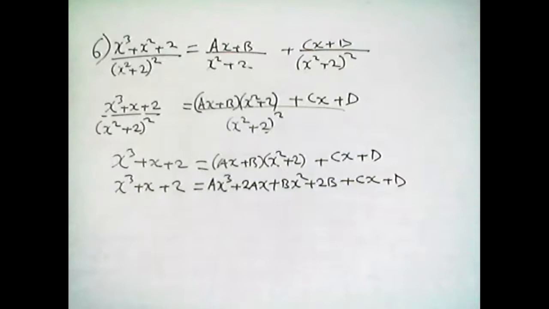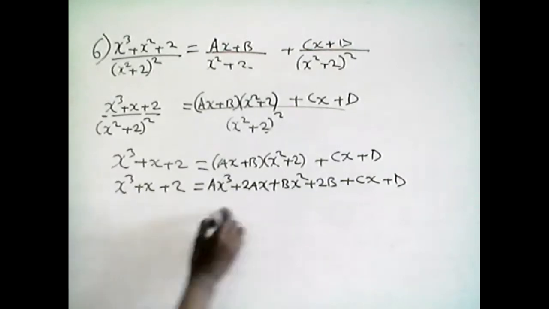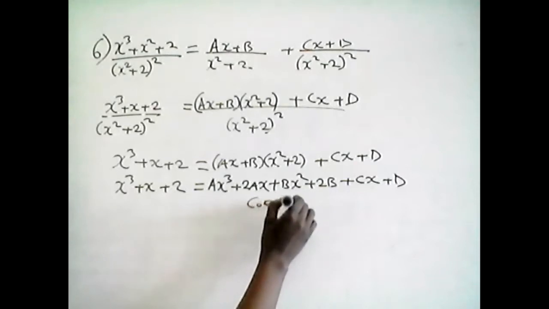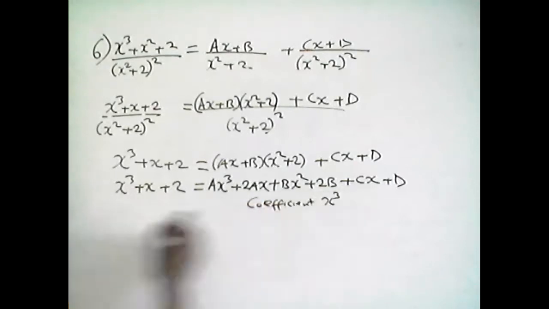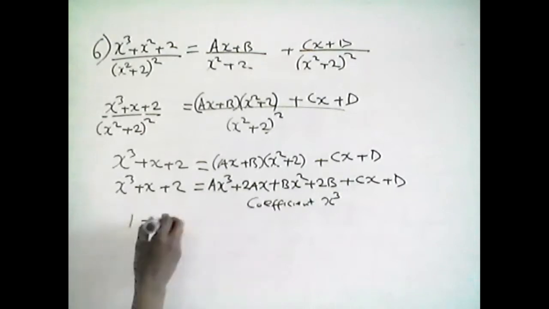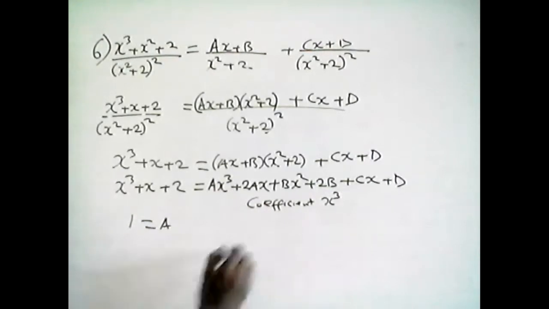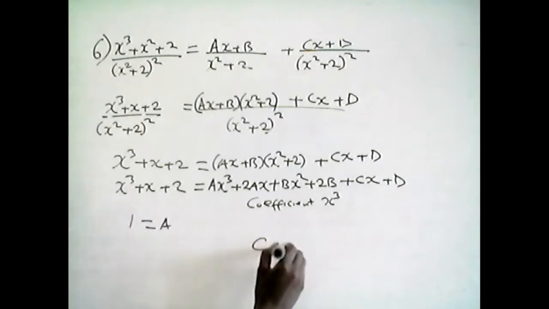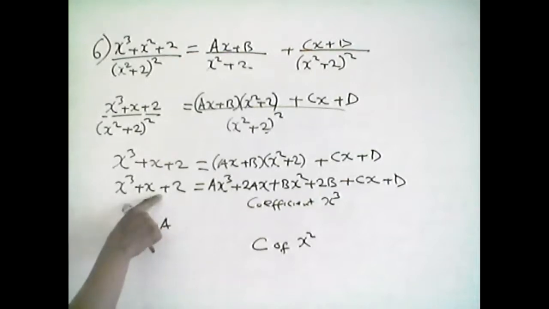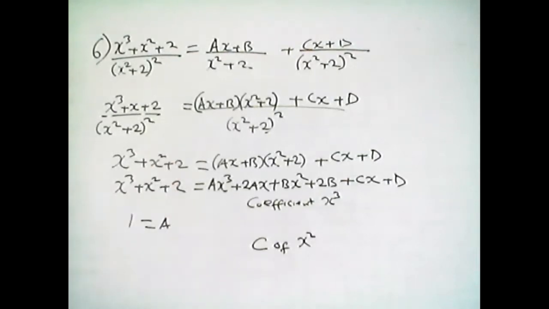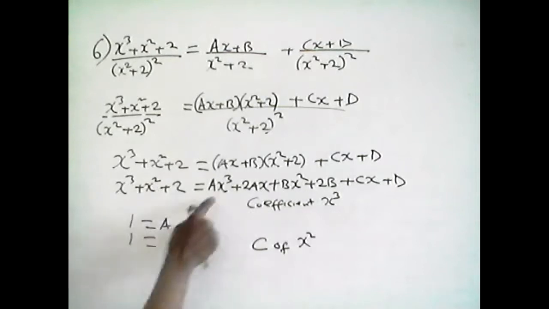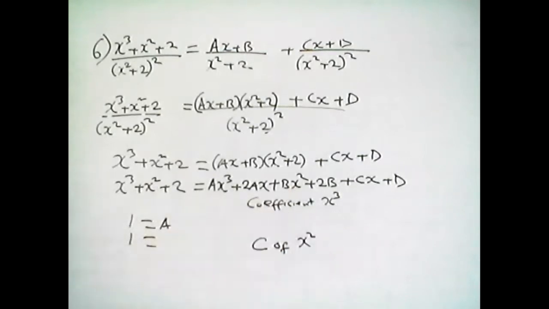Now the coefficients. We start with the coefficient of x to the power 3. This side is 1, this side is a. Now the coefficient of x to the power 2. We don't have x to the power 2 on this side, or actually it's x to the power 2. Here it's 1 equals b, plus c.